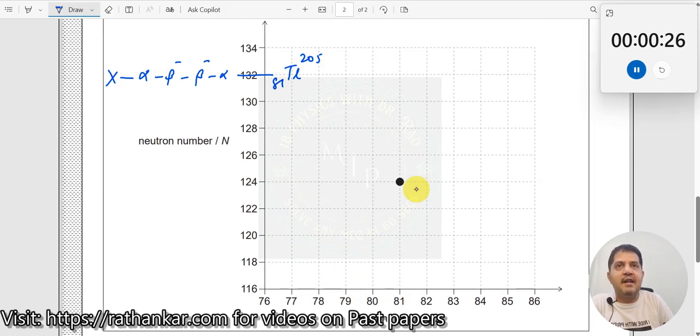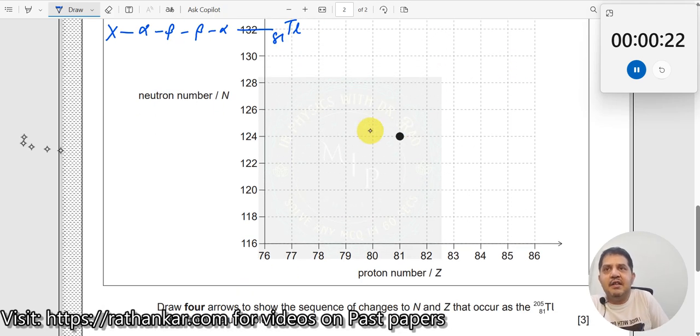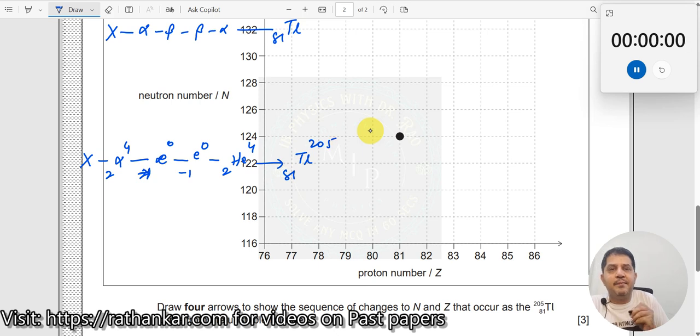What we'll do is write down the equation once again here. I have an X here, and alpha, how do I write alpha? Alpha I write as 2He4. Then this will be minus 1 e0, then you get minus 1 e0, then again I get 2He4, and finally you get 81 thallium 205. This is what I get.